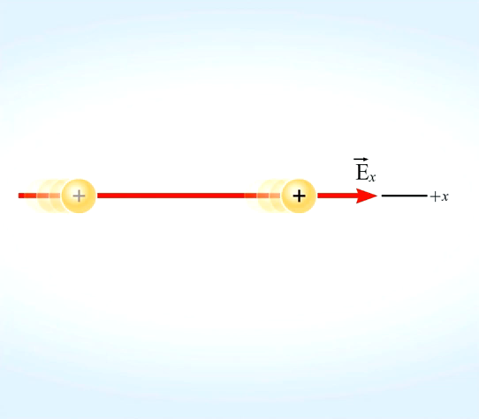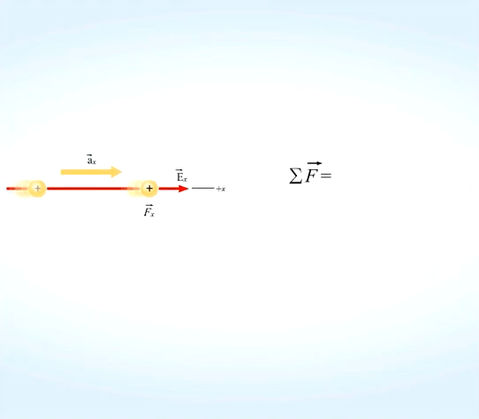Also, if the proton feels a push, that means there must be a force present acting on the proton and a resulting acceleration. If we focus on just one charged particle as it is shot into the electric field, how does this force affect the particle's motion? Newton's second law of motion gives us the start we need.